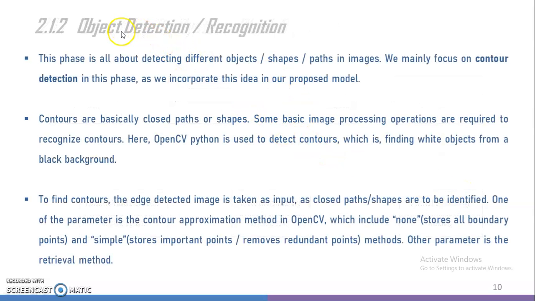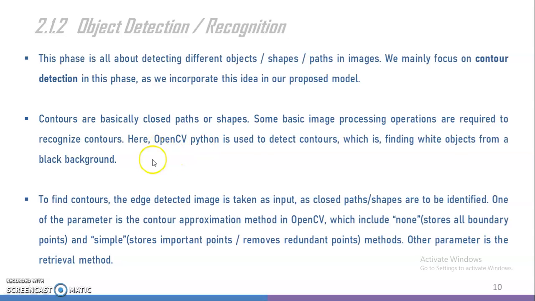Now we come to the next part, which is object detection or recognition in the image processing part. This phase is all about detecting different objects, shapes or paths in an image. We mainly focus on contour detection in the object detection part, as we incorporate this idea in our proposed model, for another part of this traffic system, which is the traffic violation alert, which we will come to in the coming slides.